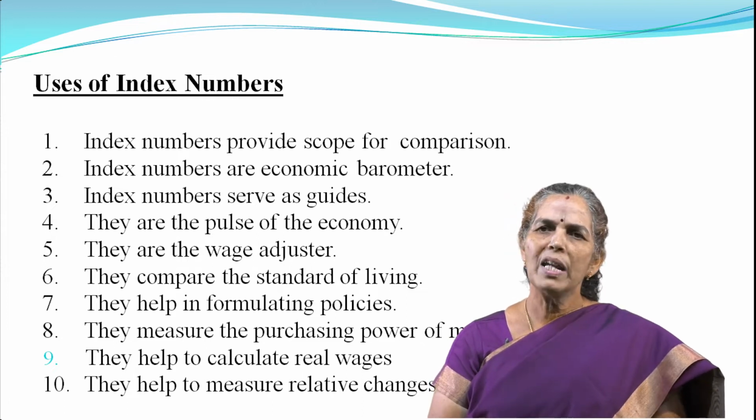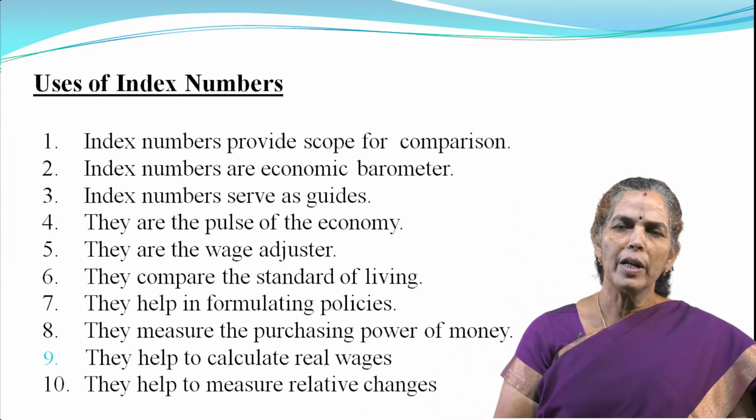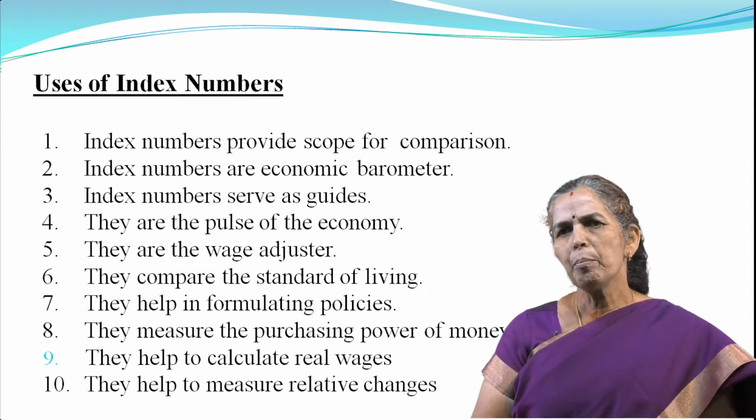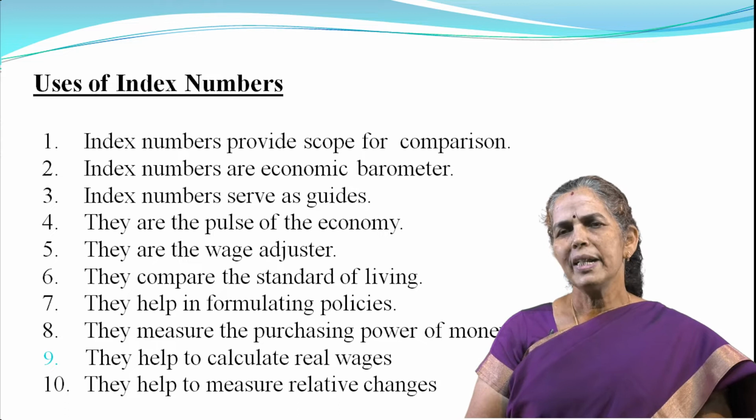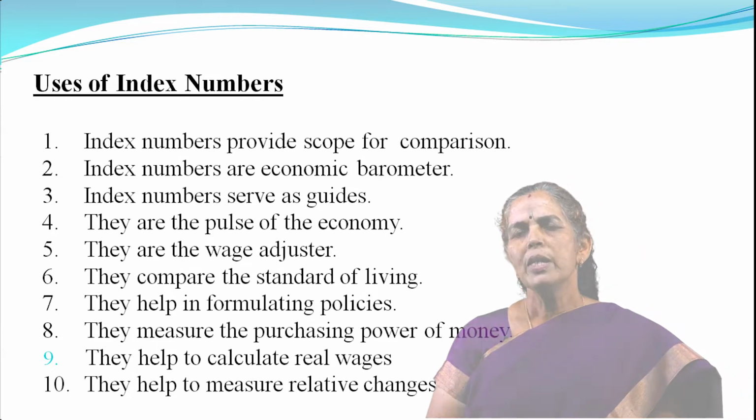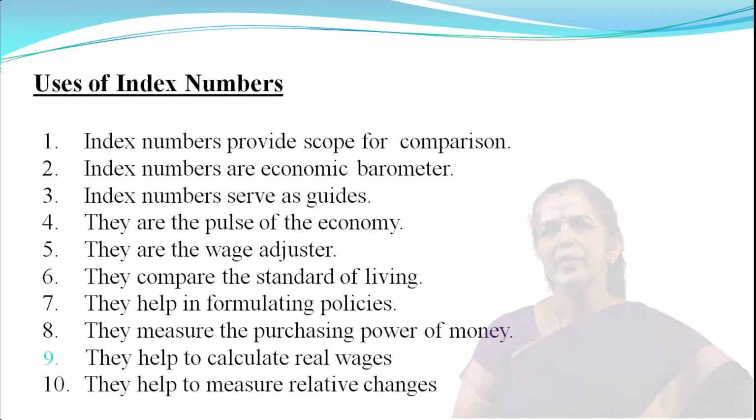Next, they are called wage adjuster because according to the price changes, the wages of the employees are revised, and the dearness allowance is revised. Therefore, index numbers are called wage adjuster. Next, they compare the standard of living of the people. Based on the cost of living index number, we can compare one group of people with another set of people, what their standard is. Next, they help in formulating policies. It is useful to economists, businessmen and the government to form a new policy for the future.